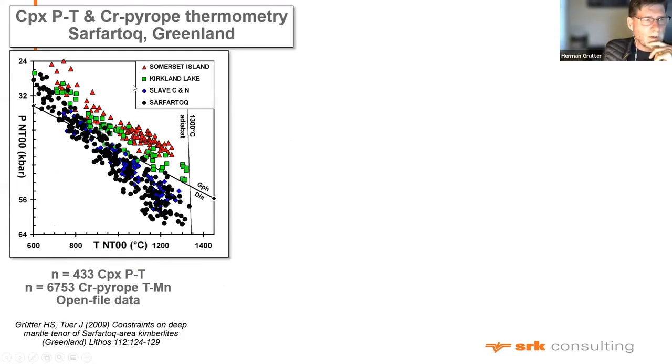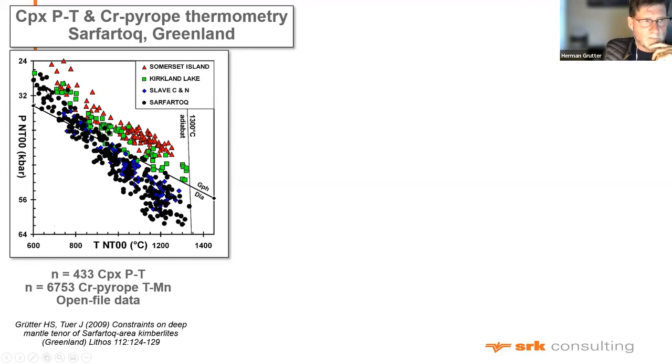Here is the clinopyroxene pressure temperature plot for Greenland in the framework that I explained a little bit earlier, where that's a hotter geotherm, that's an intermediate geotherm, and in blue in the background is the cold geotherm for the Slave.